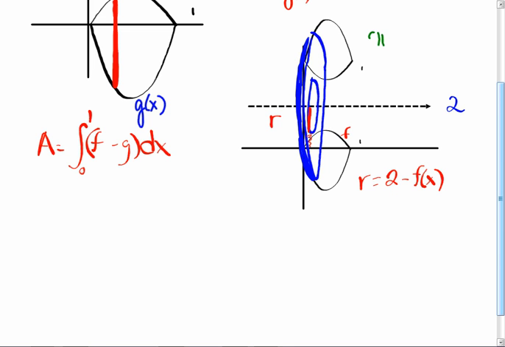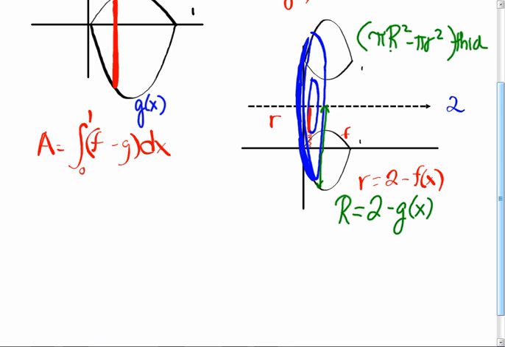Because the formula is pi, big R squared, minus pi, little r squared. It's the area of the big circle minus the area of the little circle times the thickness. That's the inside radius. So the outside radius is going to go from here down to this function. So what's capital R? This is deceiving. It's 2 minus g of x.